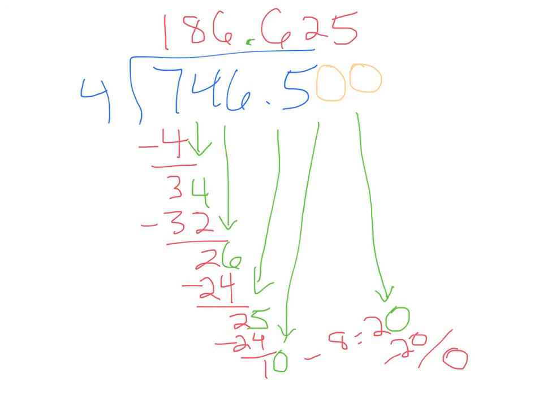Now I can stop. When you double check your original problem, remember it was 74.65 divided by 0.4. It should give you the answer we have up above, 186.625. You'll notice that you get the exact same answer.